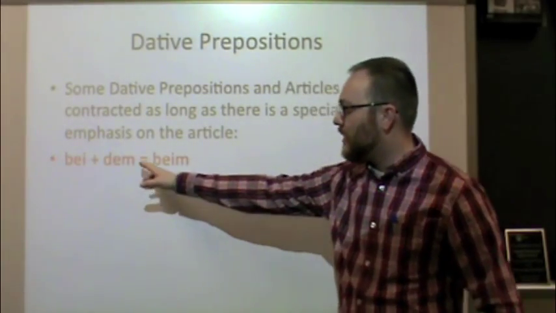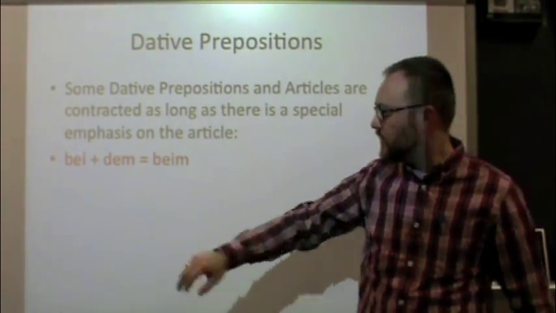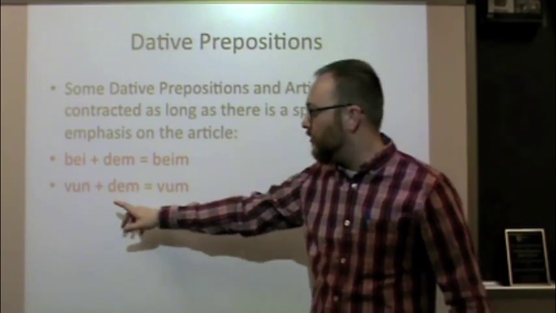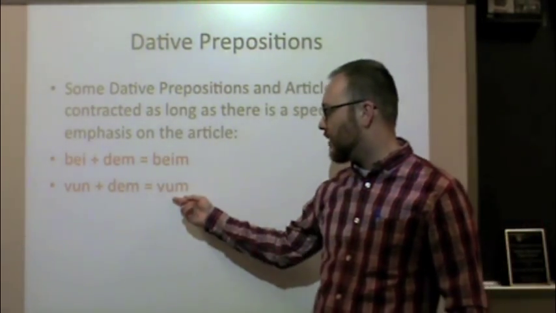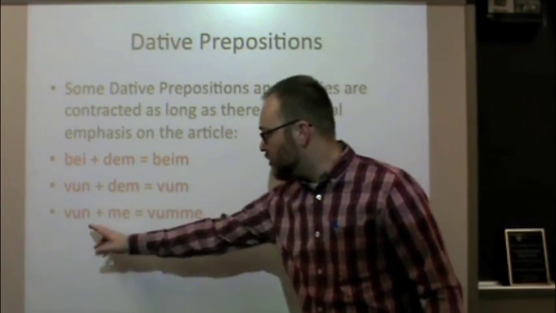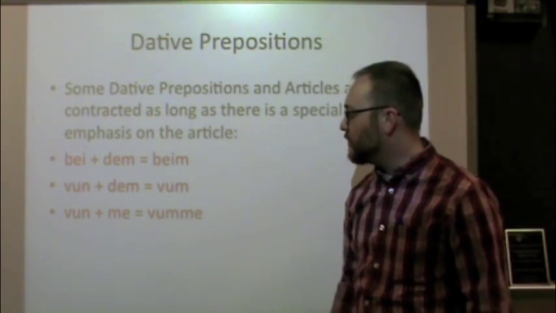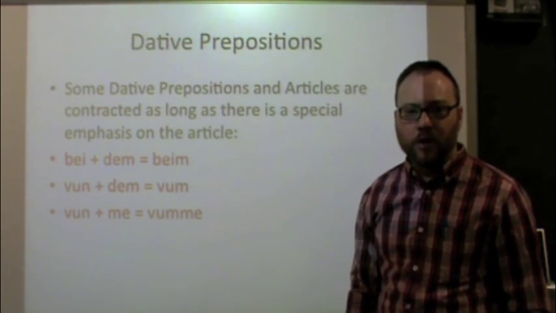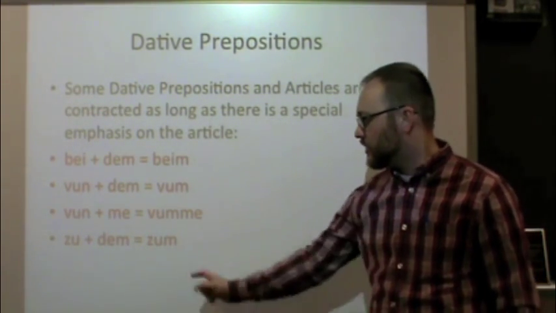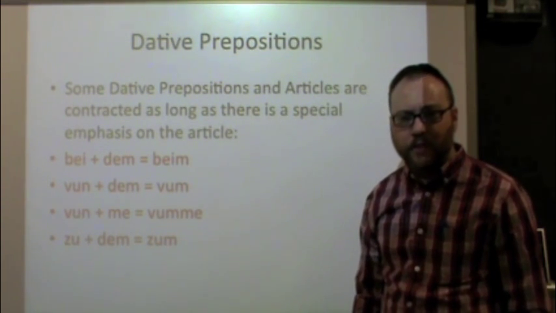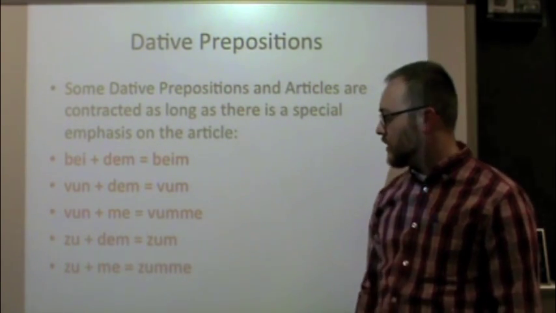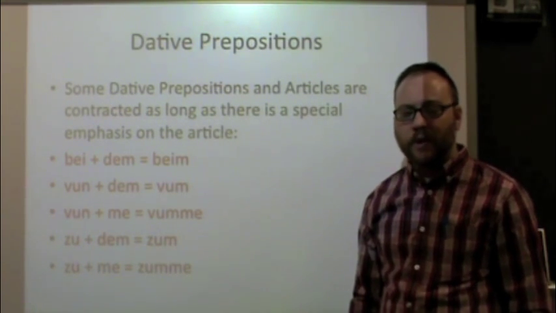If you're using by and whatever after it is masculine in the dative, you can contract it and make the word beim. When you're using von and you have something masculine after it, you can make the contraction vom. If you're using von and whatever after it is neuter, you can make the contraction fumme. If you're using zu and the contraction is with something masculine, you can say zum. And if you're using zu and whatever after it is neuter, you can make the contraction zumme.